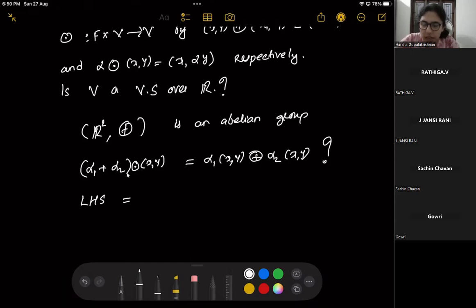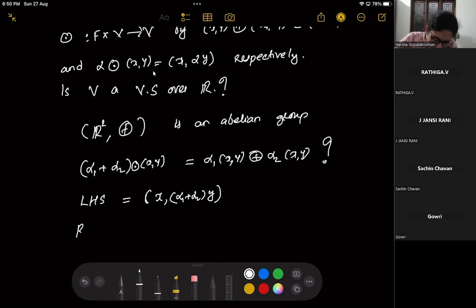Now, alpha 1 plus alpha 2 is a single scalar, like I'm taking two real numbers, alpha 1 and alpha 2, and adding them. That into (x, y). What will it be by definition? (x, (alpha 1 plus alpha 2) y). Yes, alpha 1 plus alpha 2 times y. So this is just using the definition of the given scalar multiplication.